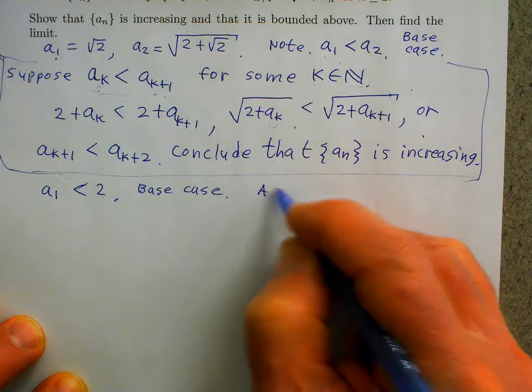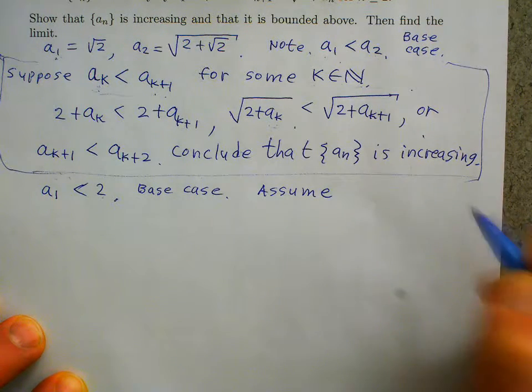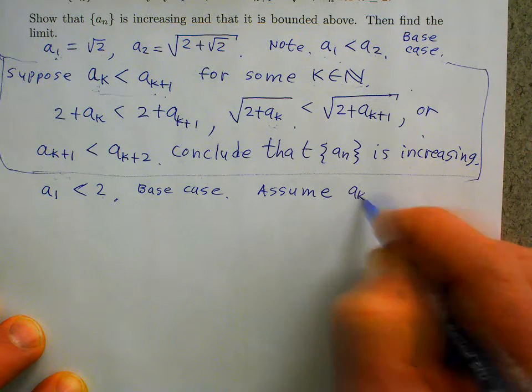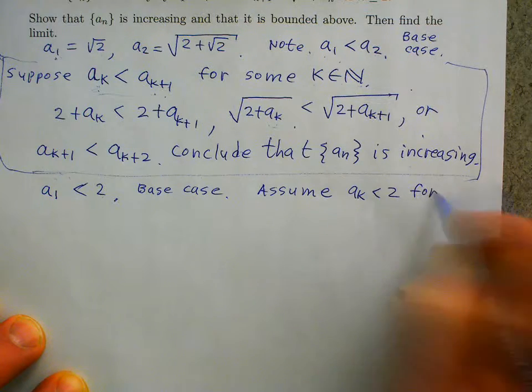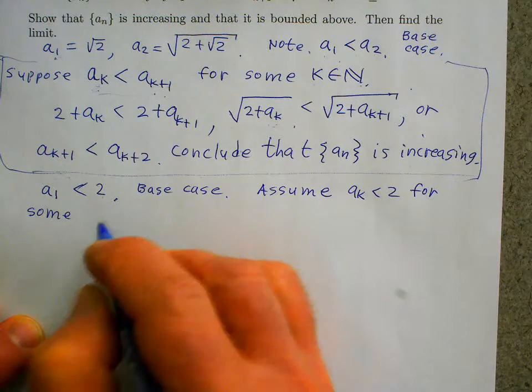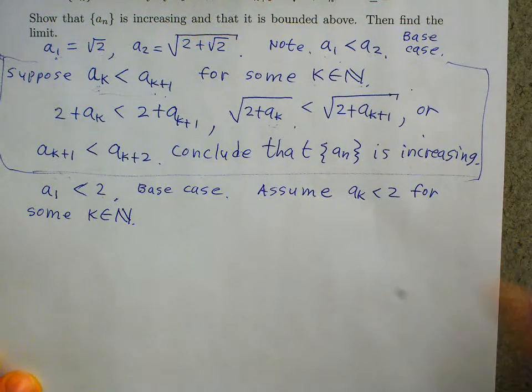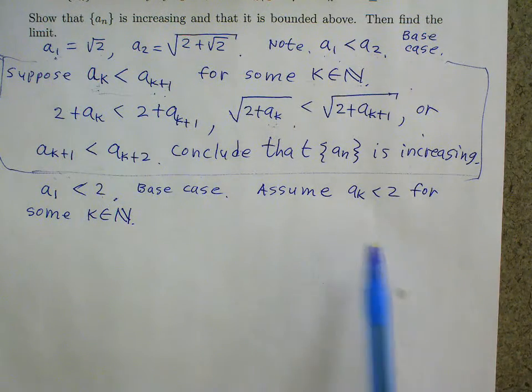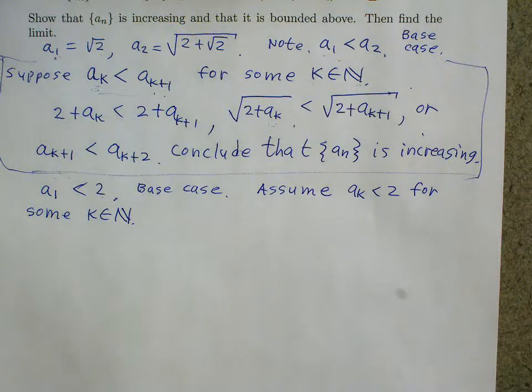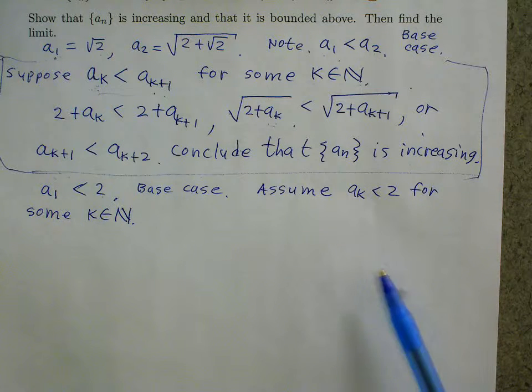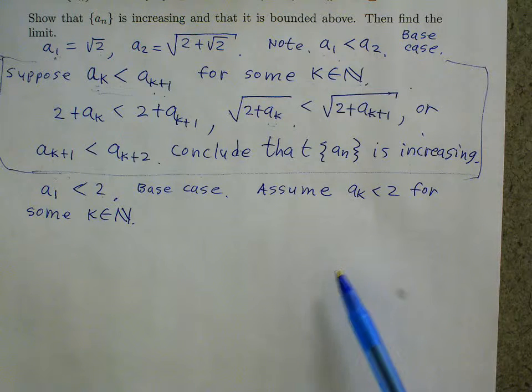So assume a sub k is less than 2 for some natural number k. And the goal is to show that if a sub k is less than 2, then a sub k plus 1 is also less than 2. Then we'll be able to conclude inductively that every term in the sequence is less than 2.